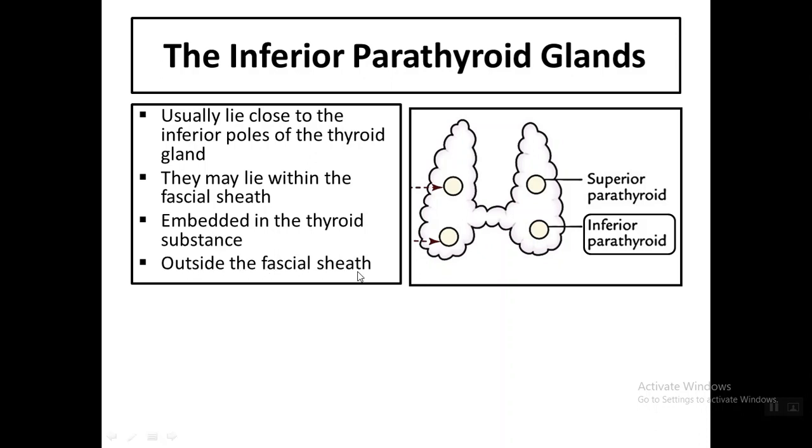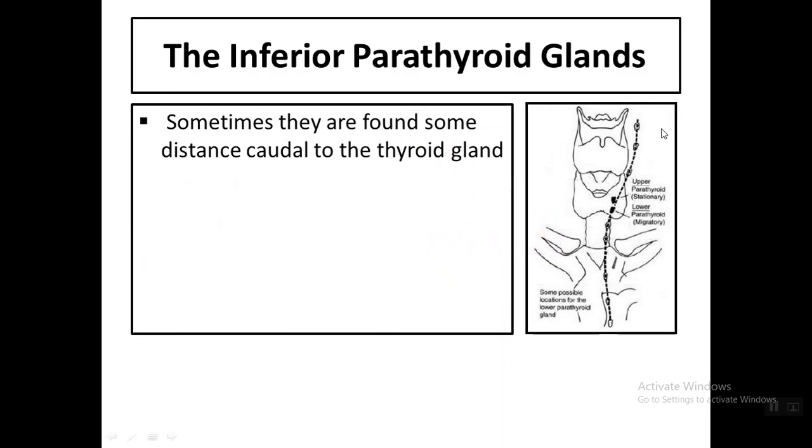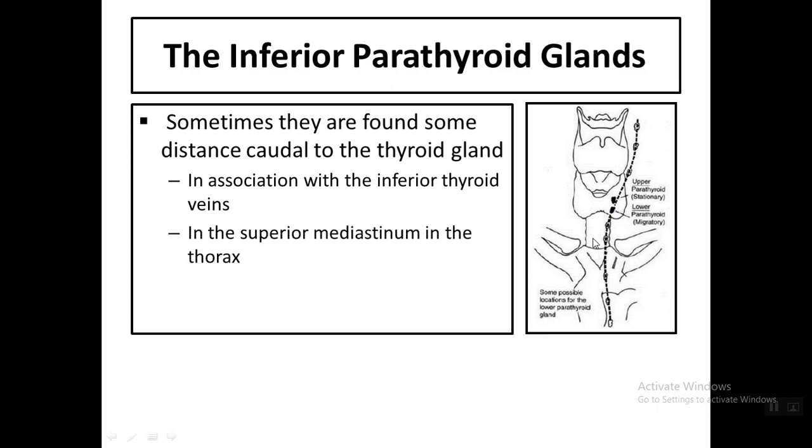Therefore the location of the inferior parathyroid can create a problem, because its position is inconstant, not like that of the superior parathyroid. These are the possible locations where we can find the inferior parathyroid. Sometimes they are found some distance caudal, more inferior to the thyroid gland, in association with the inferior thyroid veins in the upper mediastinum, so we find them in the thorax near the thymus.